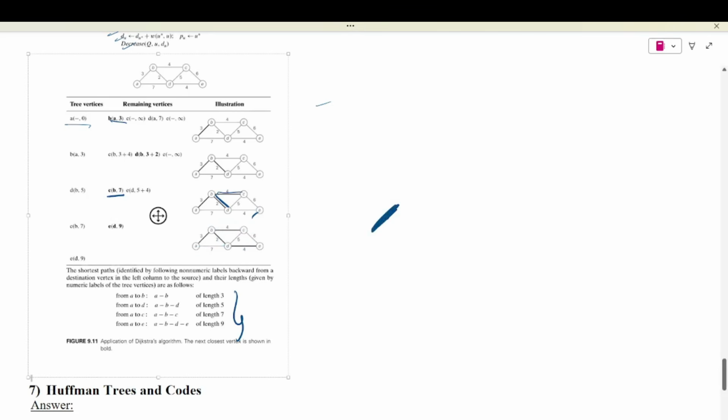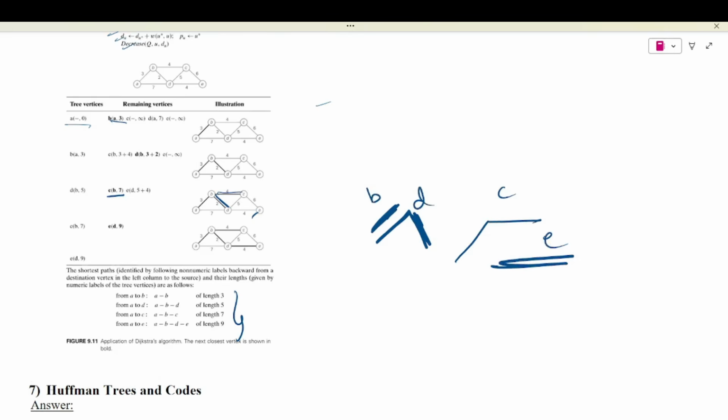Here A to B, and here again A to D, and A to C you will be reaching not like this, it is like this, and A to E a straight line. This is how you will be reaching A to B, D, C and E.